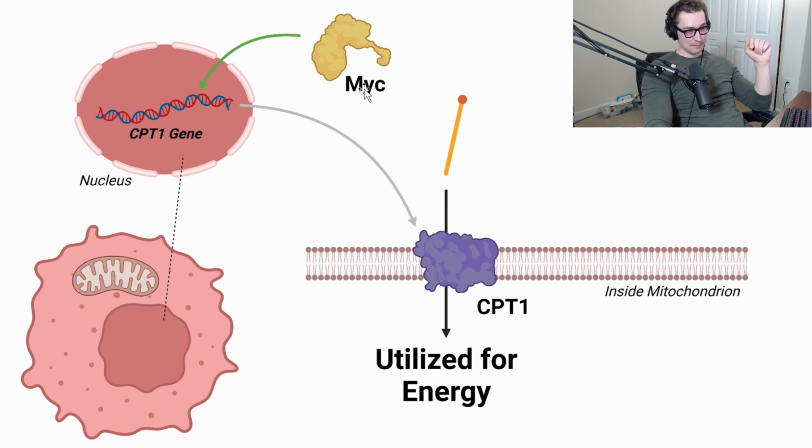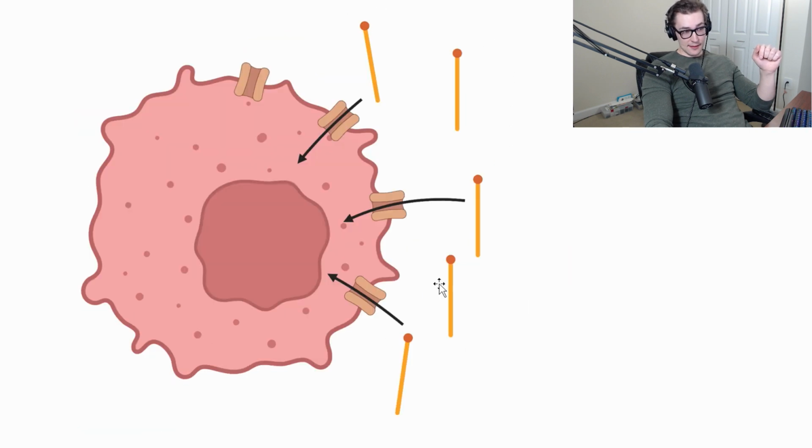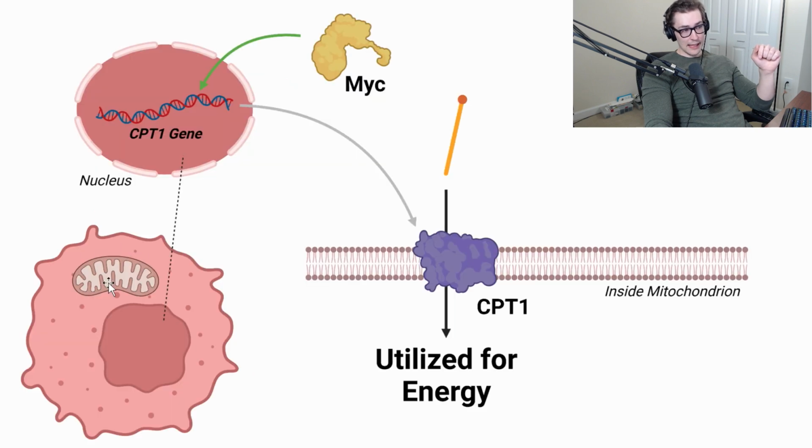MYC, M-Y-C, my apologies, will then enter the nucleus because there's high expression of this MYC protein in these particular cancer cells. It will bind to the CPT1 gene and lead to its expression, meaning that it's read a lot more. As it's read, it produces a lot more of these CPT1 proteins, which are then embedded into the mitochondria, which allows more of this fat. So you're not only accepting a lot more fat into the cell, but you're also accepting a lot more fat into the mitochondria to generate energy.